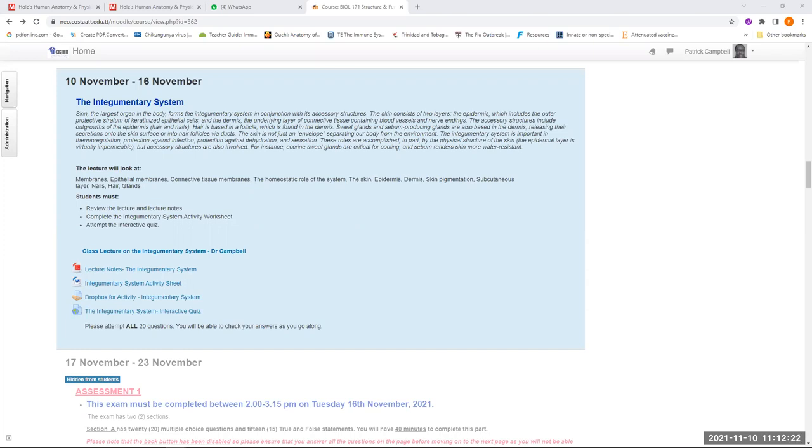In terms of how this class will progress for today, we will be talking generally on the topic of the integumentary system, looking holistically at the characteristics of the different parts of the integumentary system and its role in protecting you from infection. Once we're completed with that, we'll then move on to multiple choice questions. In doing the multiple choice questions, we will be able to delve even further into some of the topics associated with the integumentary system.